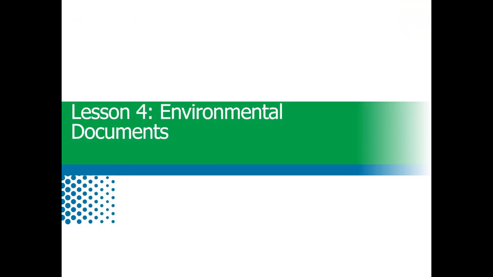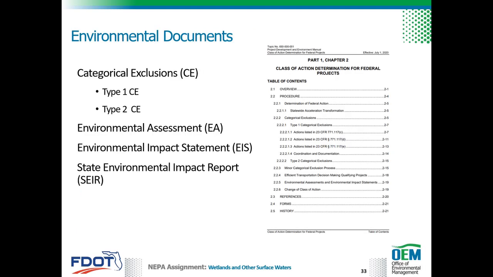In Lesson 4, we learn how wetland involvement is documented in the environmental documents. A project may have wetland involvement regardless of the class of action or environmental document type. Any project that has potential wetland involvement requires a wetland evaluation regardless of whether it is a Type 1 categorical exclusion, Type 2 categorical exclusion, an environmental assessment, an environmental impact statement, or a state environmental impact report.